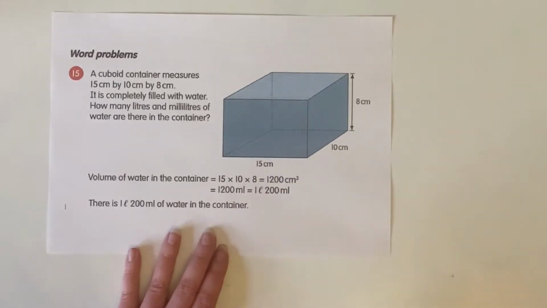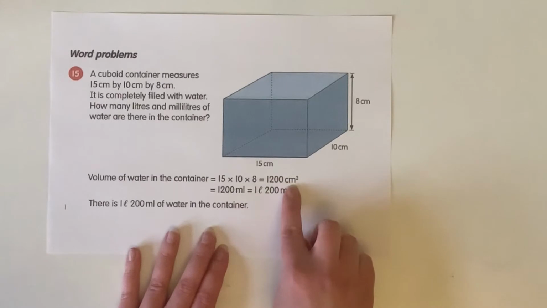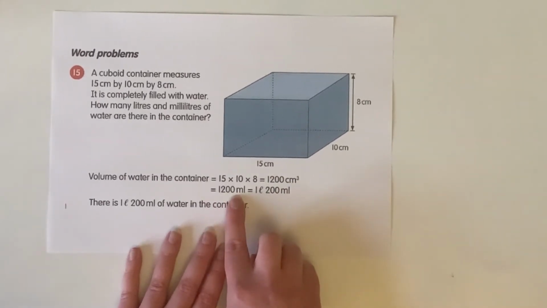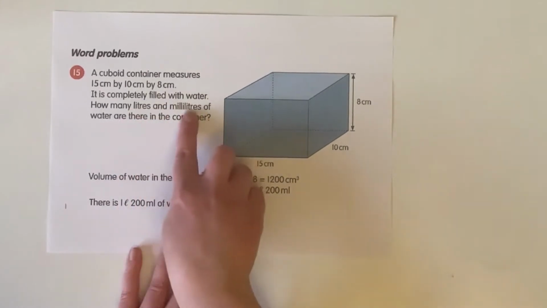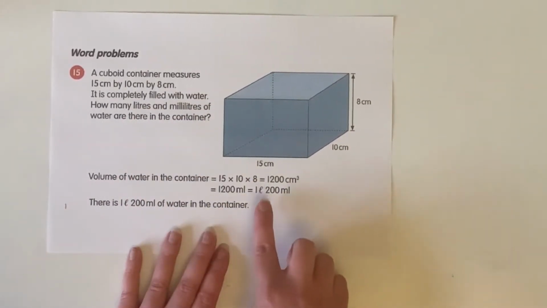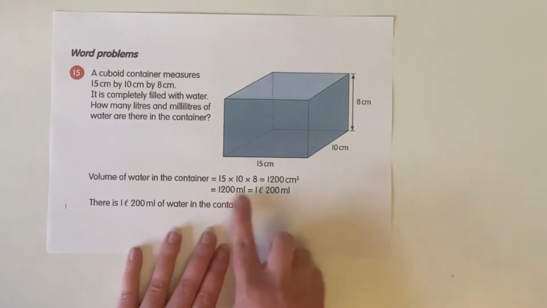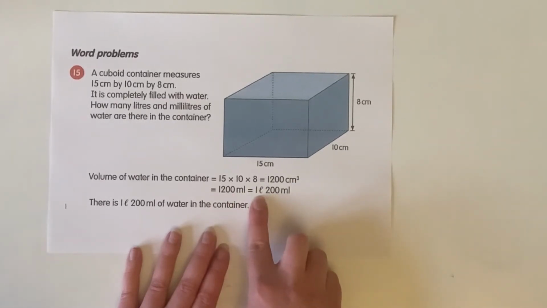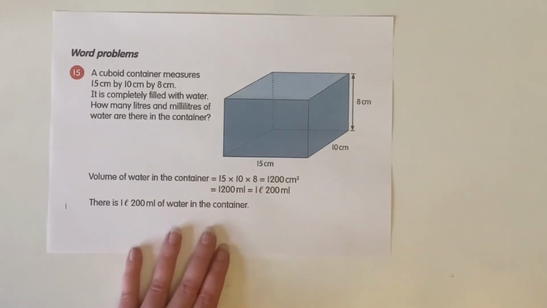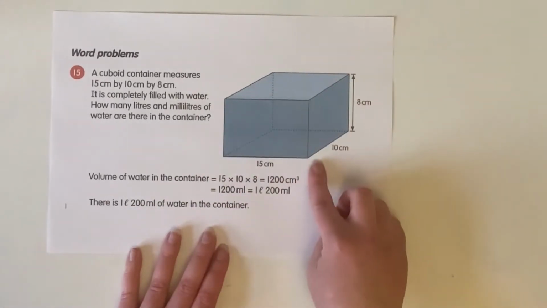Okay, and from what we learnt yesterday when looking at volume of liquid, okay, I know that that is equivalent to 1,200 millilitres. Okay, and because the question is asking me for litres and millilitres, I need to convert it. And I know that 1,000 millilitres is equivalent to 1 litre. So there is 1 litre and 200 millilitres of water in this container.